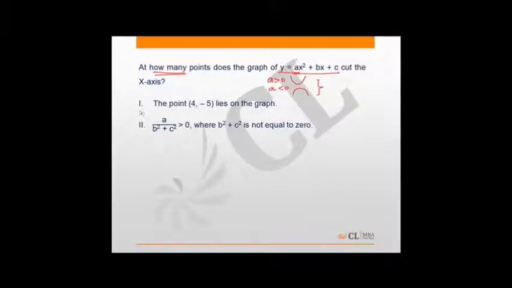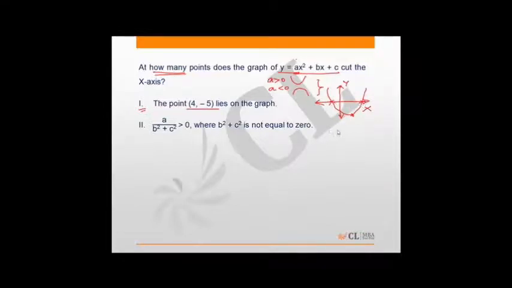So let's look at the first statement. The first statement tells us the point (4, -5) lies on the graph. So let's draw the graph. If this is the y coordinate and let's say this is the x coordinate, then (4, -5) is some point over here. So this point lies on the graph. Well, that is brilliant. This is very much going to be possible. So at how many points does it cut the x-axis over here?